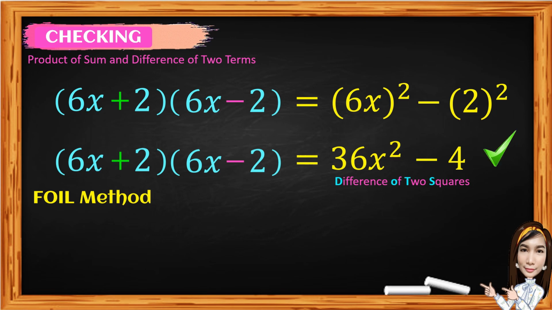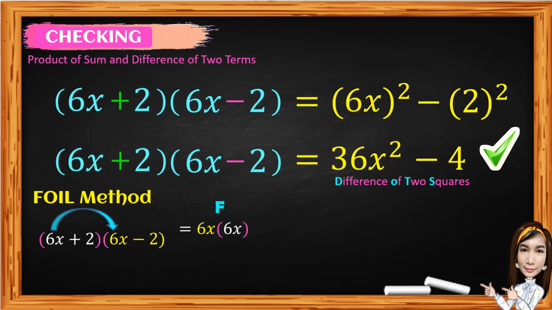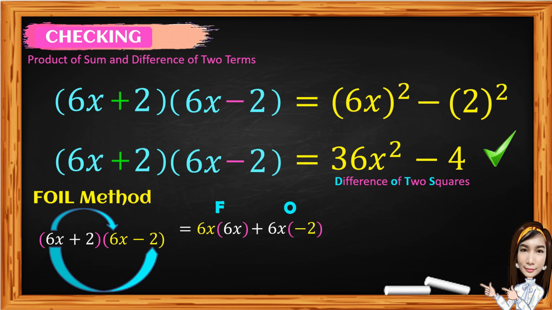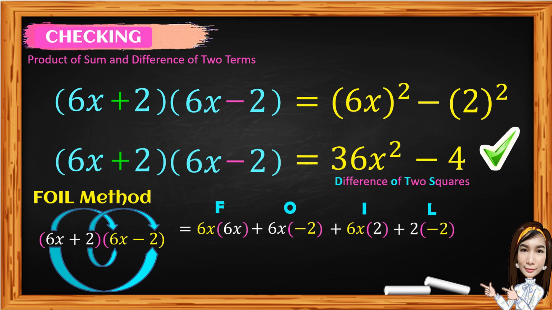The other method is using FOIL. We have the quantity of 6x plus 2 times the quantity of 6x minus 2. So multiply the first terms, we have 6x times the quantity of 6x. Then multiply the outer terms, we have 6x times the quantity of negative 2. Then multiply the inner terms, we have 6x times positive 2. Then multiply the last terms, we have 2 times negative 2.